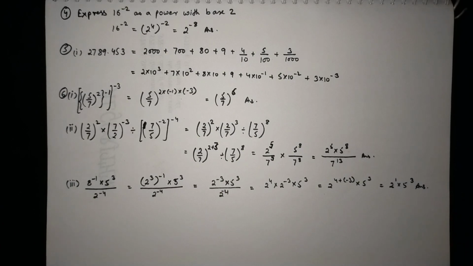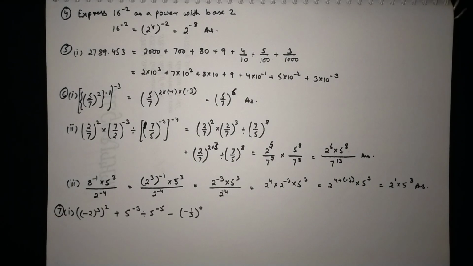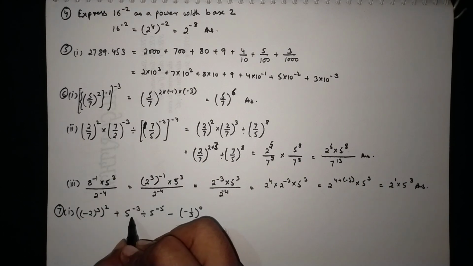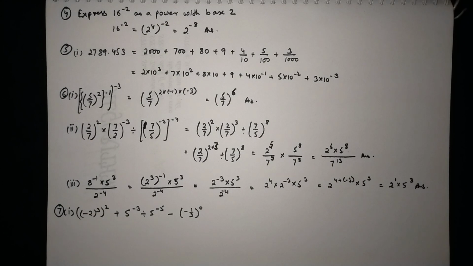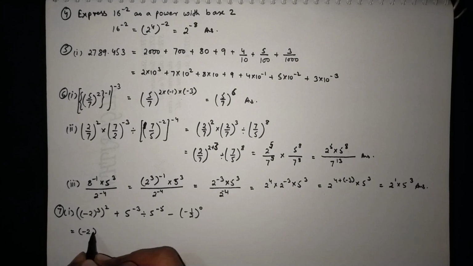Now we'll move to question number 7. This question is to simplify the expression into exponential form. Here we have the question: (minus 2 to the power 3) whole to the power 2, then 5 to the power minus 3 divided by 5 to the power minus 5, and continue with the minus 1 upon 2 to the power 0. Now here we can start with this, that the power is on a power, so the powers will be multiplied, and this will become minus 2 to the power 6.